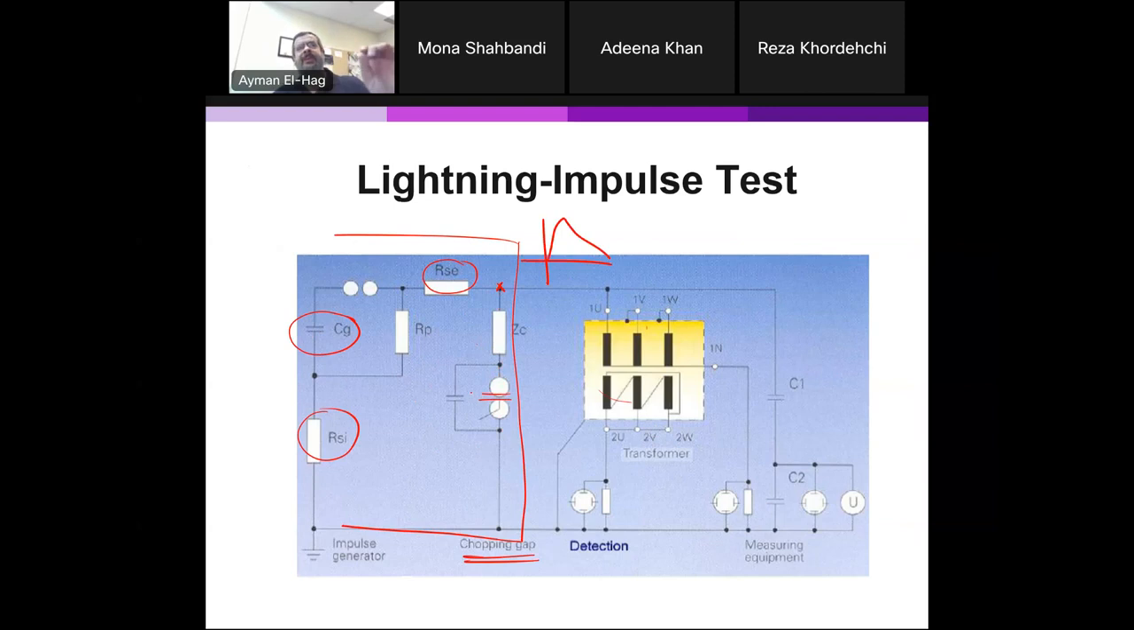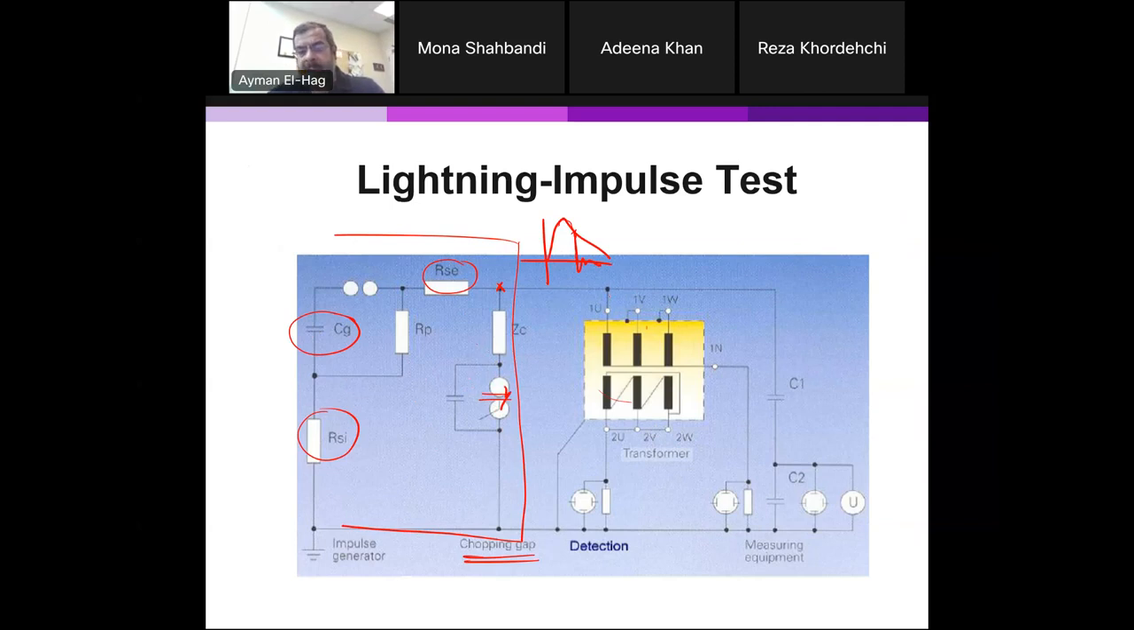And we understand now that a sphere gap is basically one way to measure the voltage. So I adjust it so that the air here will break, and we have a short circuit here when the voltage reaches a certain level. When it reaches a certain level during the fall time, it will chop the wave, and we will have a very steep decrease in the voltage of the impulse.